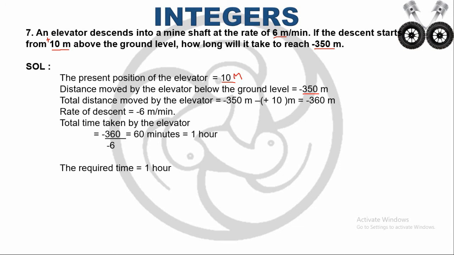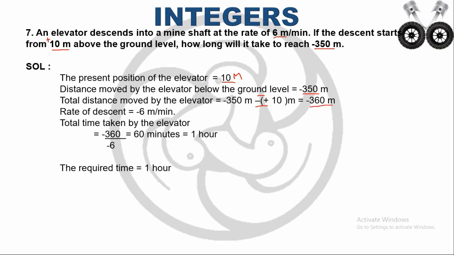So very first we will find the distance between the initial position and the final position. The initial position is 10 meters and the final position is minus 350 meters. So we have to find the difference between these two positions. So minus 350 meters minus of plus 10 meters. Here the two operators are next to each other, that means we have to change the sign. So plus into minus is minus. So minus 350 meters minus 10 meters. The answer is minus 360 meters.